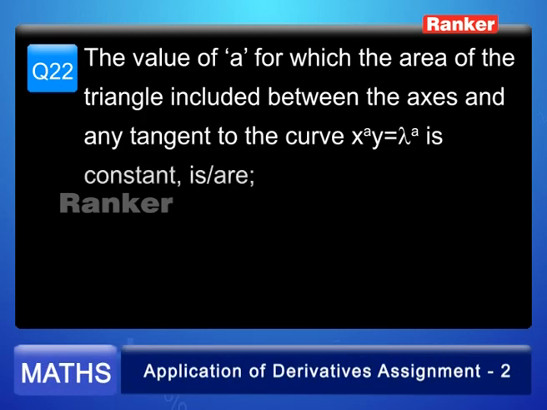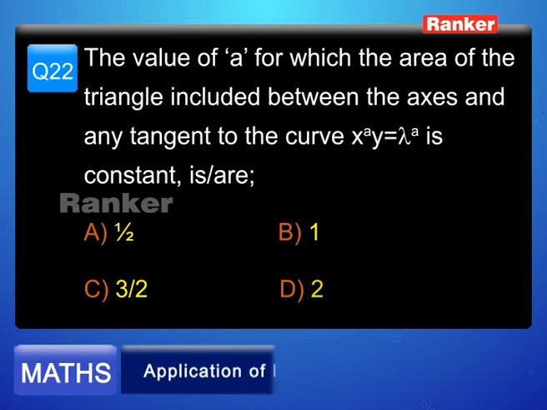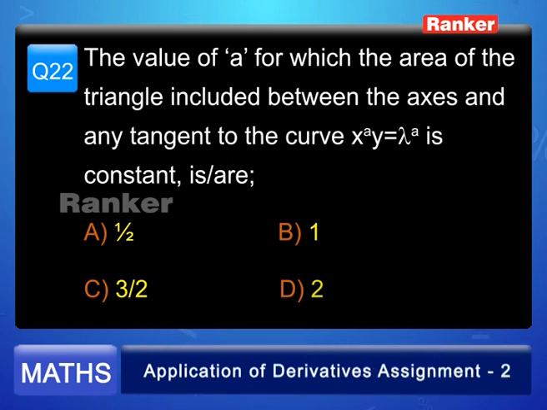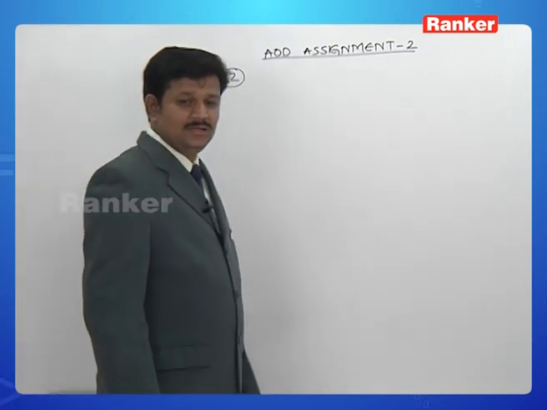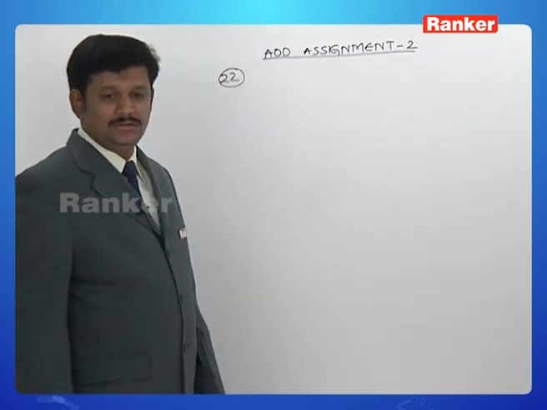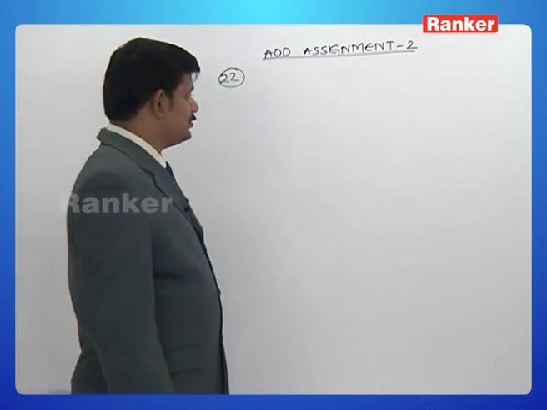Find the value of a for which the area of the triangle included between the axes and any tangent to the curve x^a y = λ^a, where λ is a constant, is constant. Options: A) 1/2, B) 1, C) 3/2, D) 2. We need to find the value of a for which the area of the triangle included between the axes and any tangent to the curve x^a y = λ^a is constant.